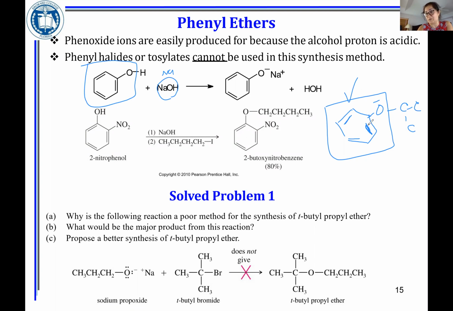So whenever you do retrosynthesis, you are going to break the bond between the oxygen and the other alkyl group. So this is like a priority. Oxygen goes with the benzene ring because it's more stable.